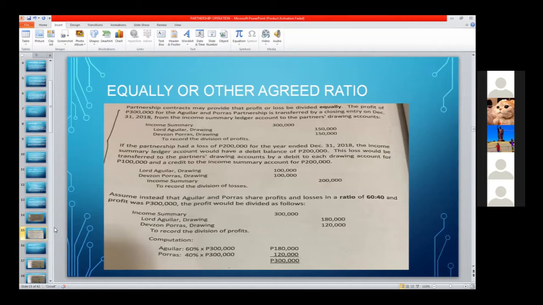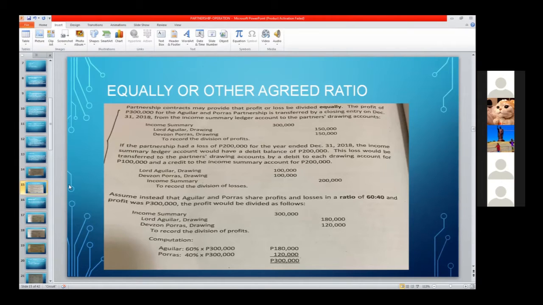For the first method of distribution of profit or loss, it is equal or other agreed ratio. The 300,000 is divided by 2, or equally, so you have an entry here: debit to income summary of 300,000 because the profit is distributed. And credit to Aguilar drawing and Porras drawing of 150,000 each.